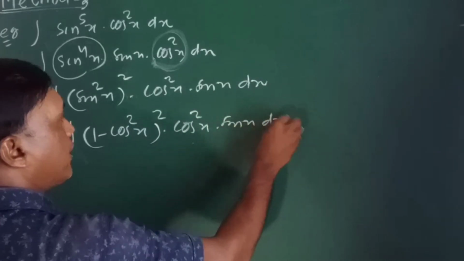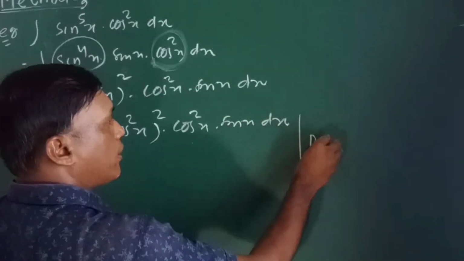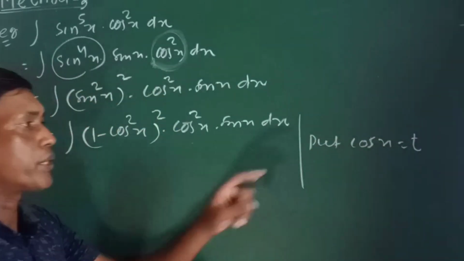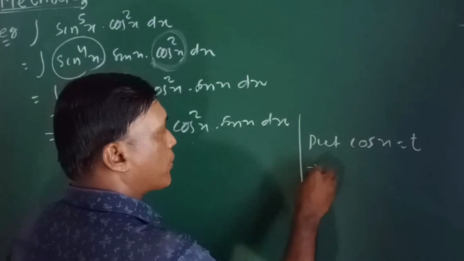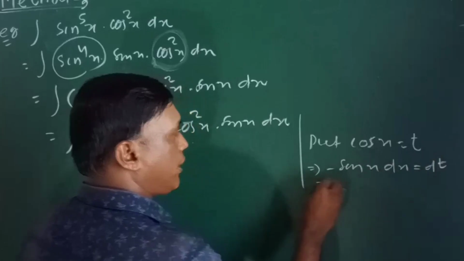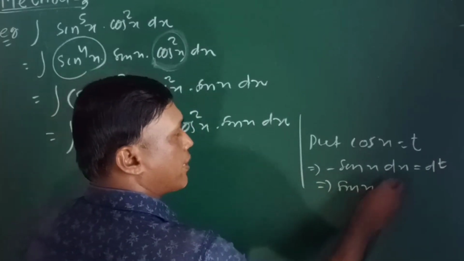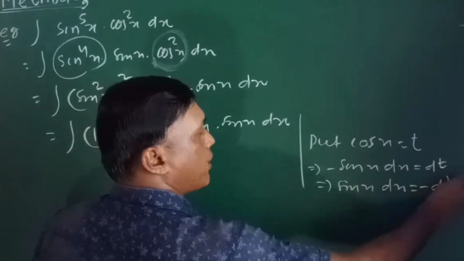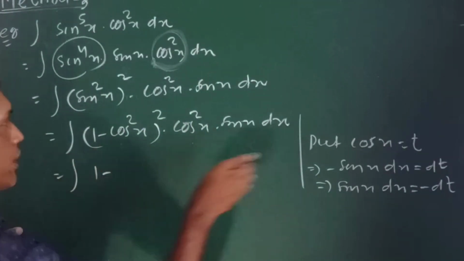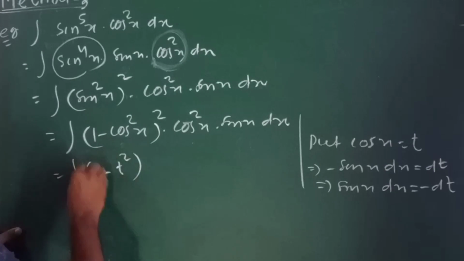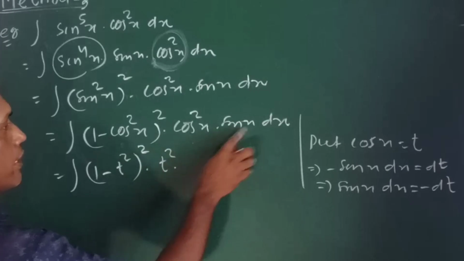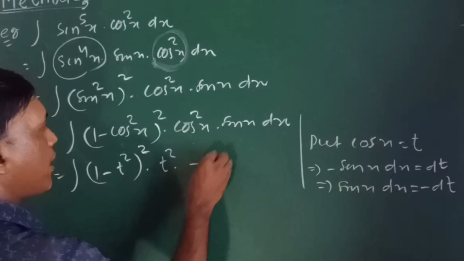into sin x dx. Now put here cos x equal to t. If we put cos x equal to t, then the derivative of cos x is minus sin x dx equal to dt, and this is sin x dx equal to minus dt. Substituting here, 1 minus cos square x is 1 minus t square, so this is 1 minus t square to the power 2 into cos square is t square, sin x dx is minus dt.